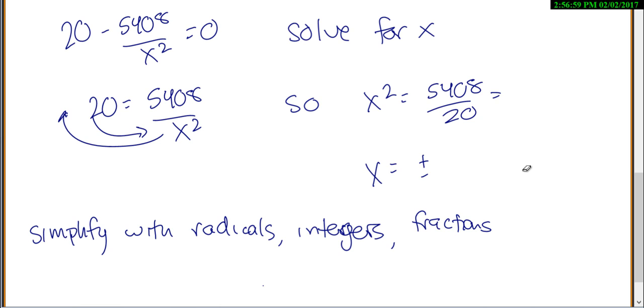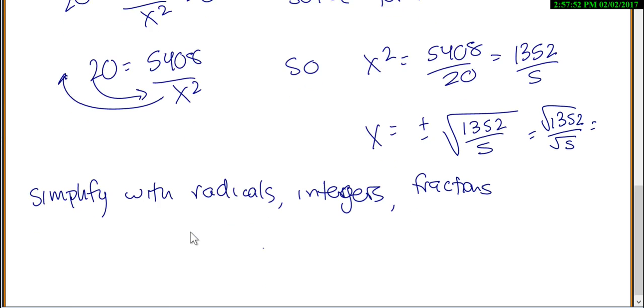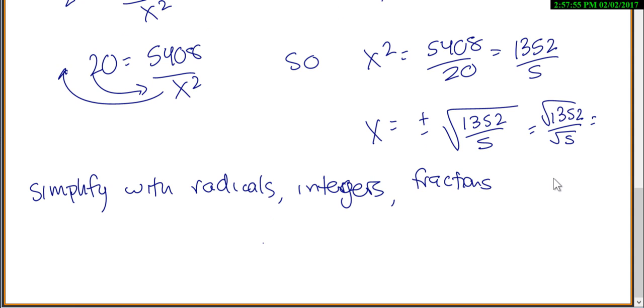Let's see, so 5,408 over 20 is equal to 1352 over 5. So x is going to equal plus or minus the square root of 1352 over 5. Or this is the square root of 1352 over the square root of 5. And at this point, we're really going to have to remember all of our simplification rules and things from all of our other algebra classes.